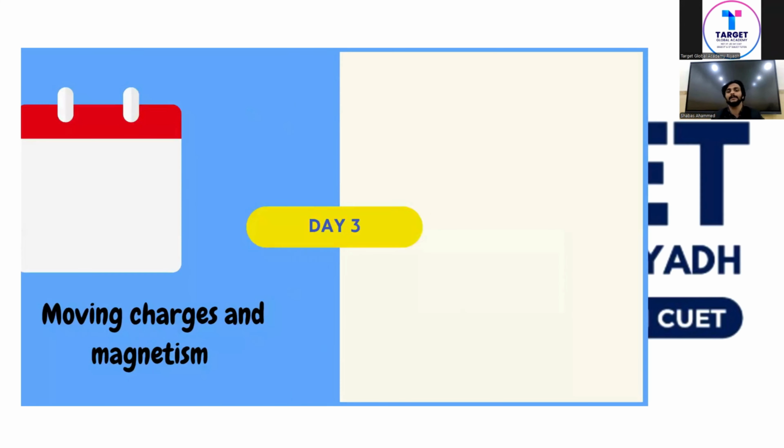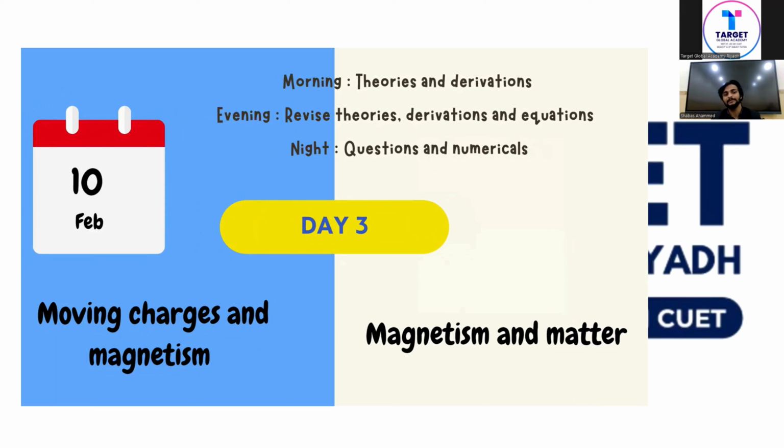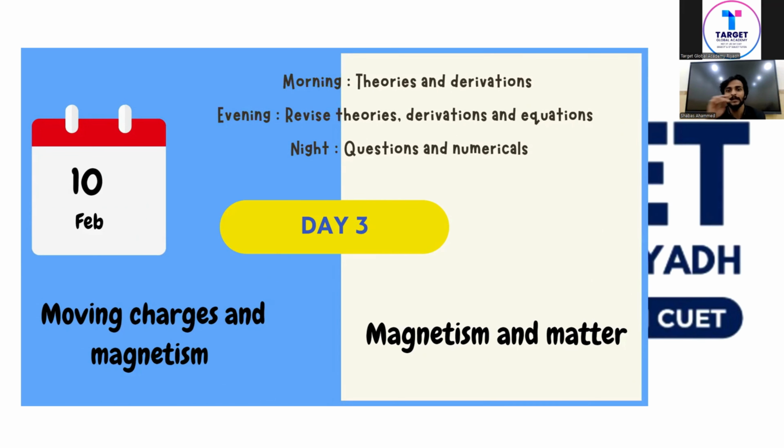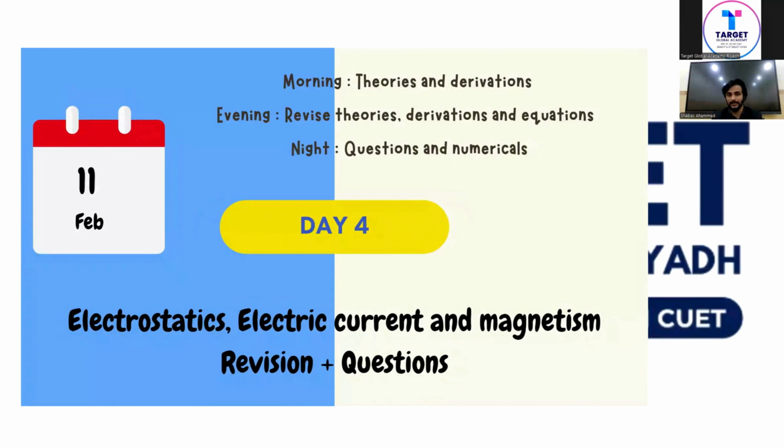Then on day three, I am studying moving charges and magnetism, and magnetism and matter. These two chapters are about magnets and the magnetic field, so they are interrelated, and I chose them together. Then in day four, again I'm choosing the electric field.